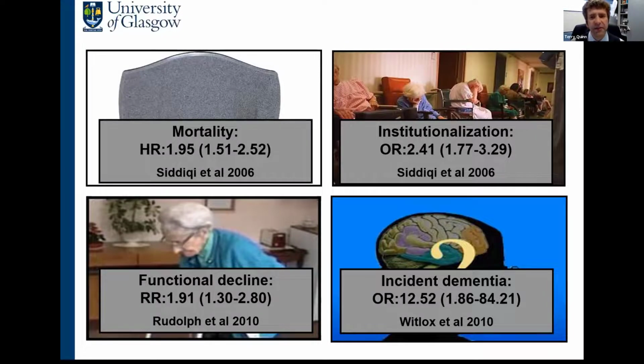Mortality is increased. Rates of admission to care home are dramatically increased. Functional decline is increased. And dementia following delirium is absolutely huge. Delirium is one of the major risk factors for incident dementia. So hopefully I've convinced you that this is an important thing.